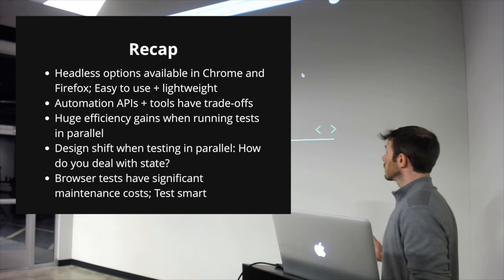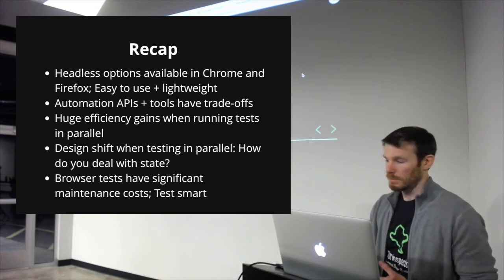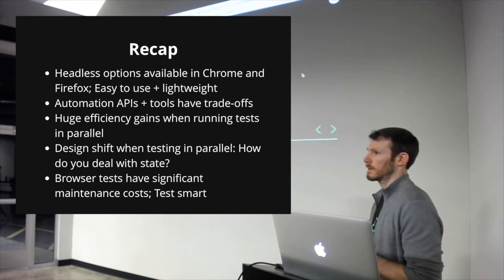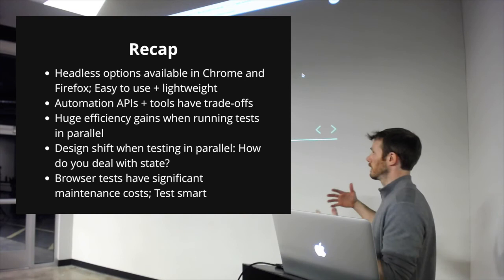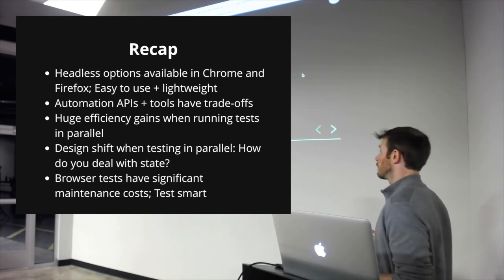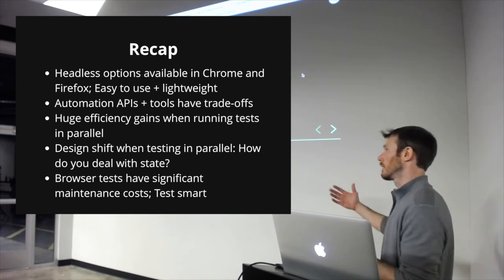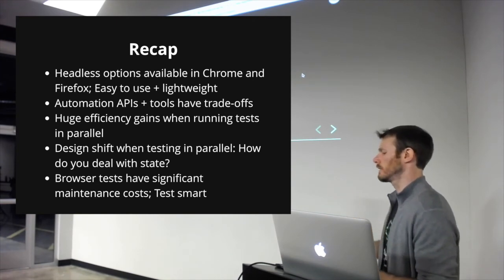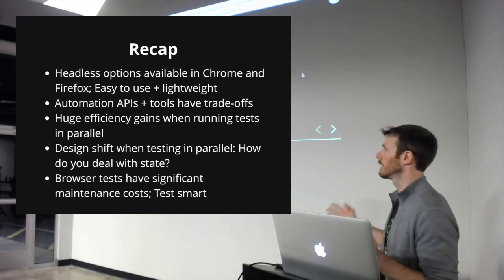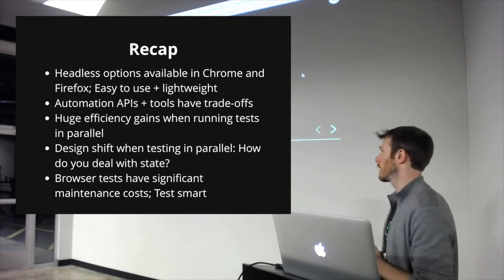There are huge efficiency gains when you're running tests in parallel. But with that comes a shift in design. And how are you dealing with state? And how do these tests have what they need to run properly? And then lastly, browser tests have significant maintenance costs. So test smart. Think about, is this a type of thing I need to test with a browser, or is there a smarter way to go about this and mitigate some of that maintenance cost of selectors and UI and all those challenges?